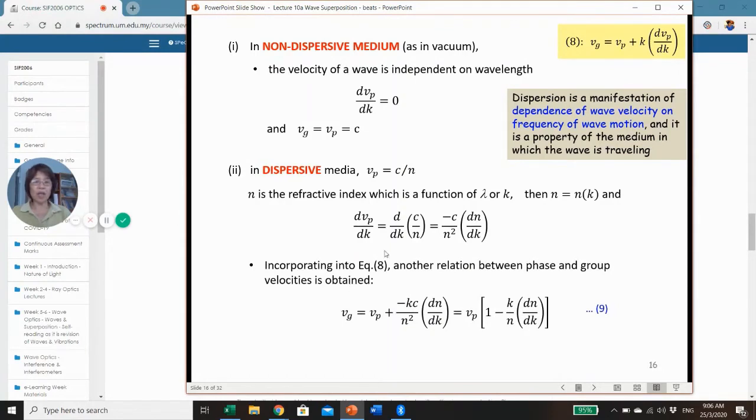And now we incorporate this back into equation 8 here. So we have Vg equals Vp plus this term. We substitute this back in here. C over N is equal to Vp, so we can factor that out, leaving behind negative k over n. So then we have this expression. That is Vg in terms of Vp, and we have these terms.